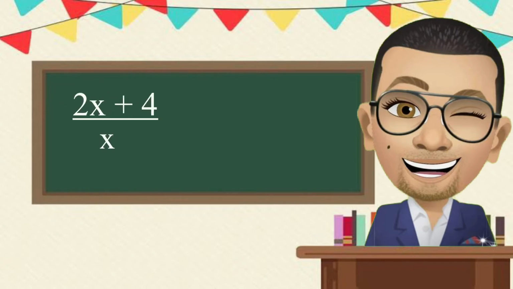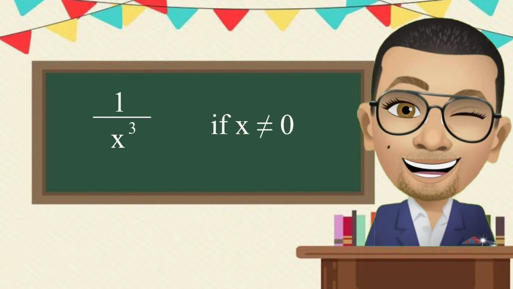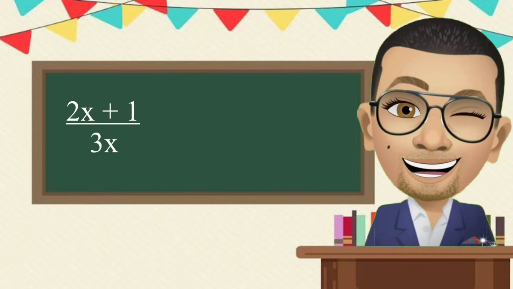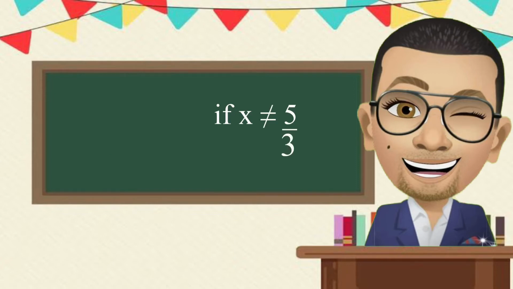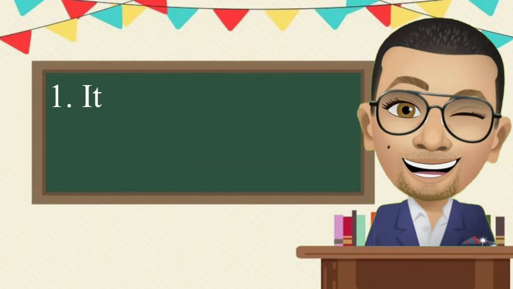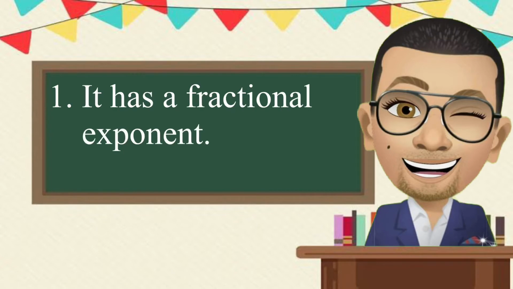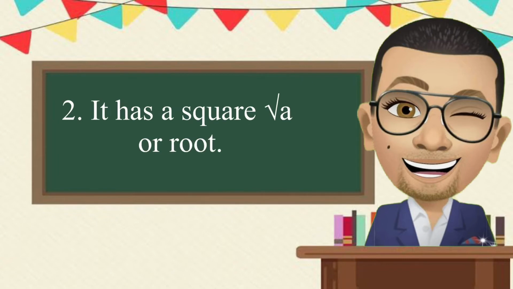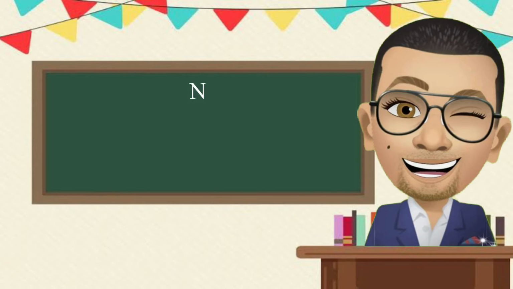Here are examples of rational algebraic expressions: 2x plus 4 over x minus 6 if x is not equal to 6; 1 over x cubed if x is not equal to 0; 2x plus 1 over 3x minus 5 if x is not equal to 5 over 3. How can we determine if the given expression is not a rational algebraic expression? Number 1, it has a fractional exponent, like a to the 2/3 power. Number 2, it has a square root or the exponent is a fraction.